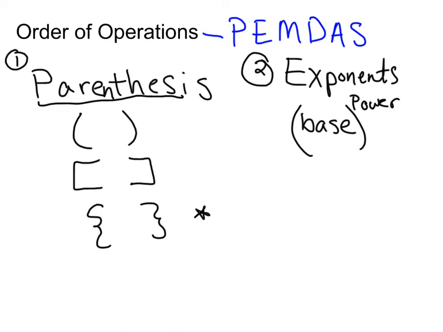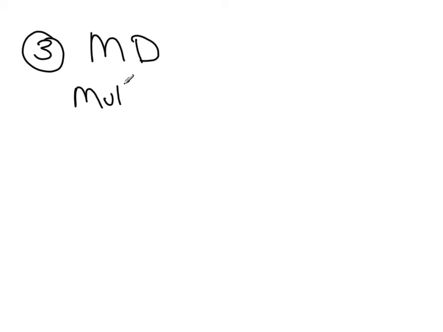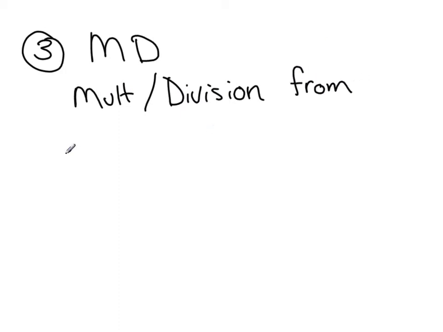I'm going to have to skip the page to another part. Step 3 is the MD part of PEMDAS, okay? Now, MD stands for multiplication and division from left to right. It does not say multiplication first, then division. It says multiplication and division from left to right. So the way we read.